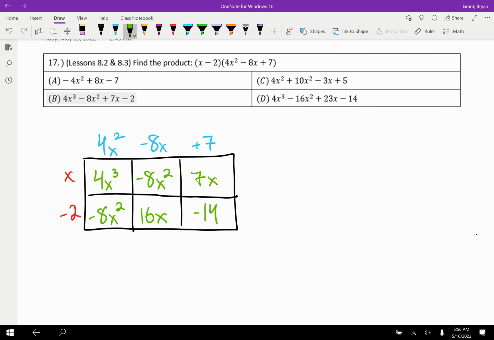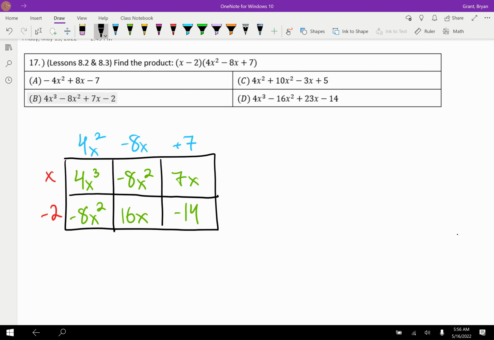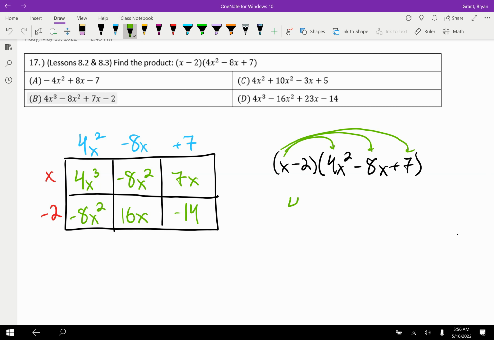Okay, you can also do this problem with arrows. Right, x minus 2 times 4x squared minus 8x plus 7. So we could take this x over here, multiply it times all 3 of these. That would give me 4x cubed minus 8x squared, and then plus 7x. And notice that matches my top row here. And then, and I like this trick, we can go through and multiply the negative 2 times all of these.